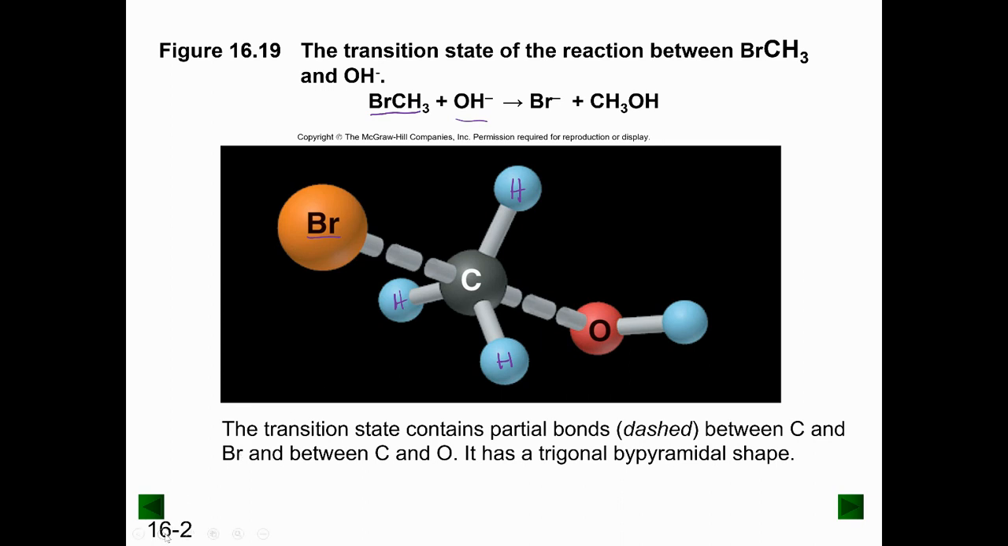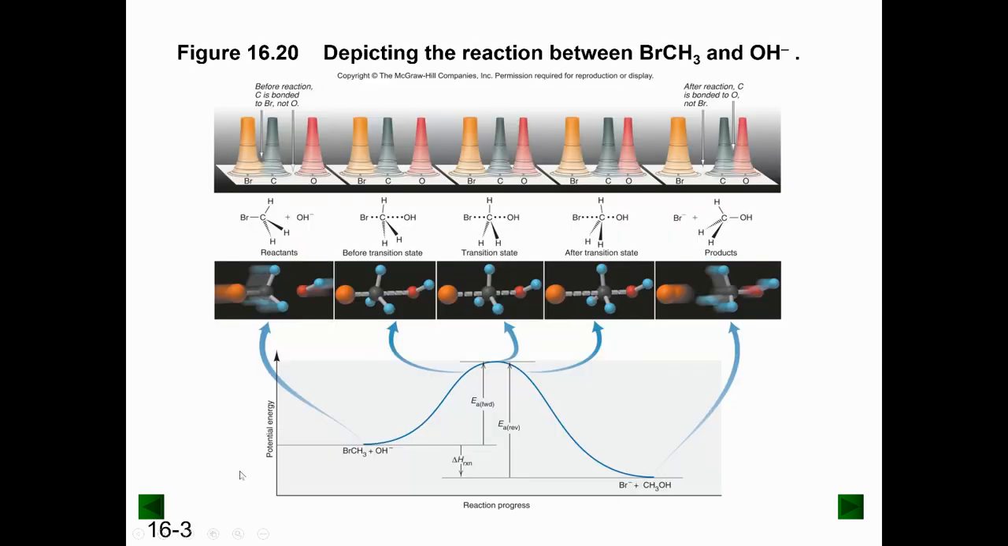So let's take a look at what that would look like on an energy diagram. That particular picture we just saw is this one here in the center. And that would be here, the transition state up at the top of this energy diagram. Here's our reactants. And here's our product.